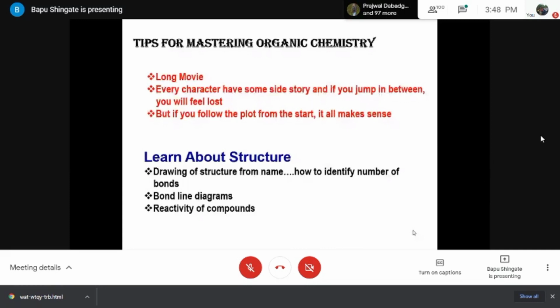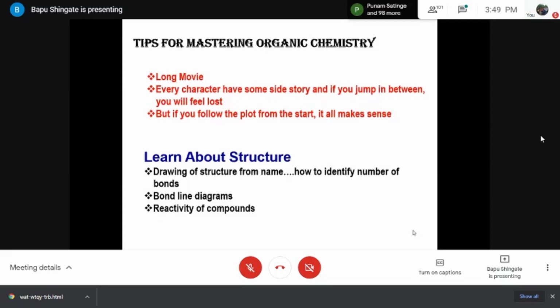And if I give you a molecular formula, you should draw the structure of that compound with the help of the molecular formula. But while determining the structure of that compound, you should know how to identify the number of bonds. How to identify the number of bonds? See over here, that is also important. Even if I give you C6H12 as the molecular formula, accordingly you have to draw the structure.